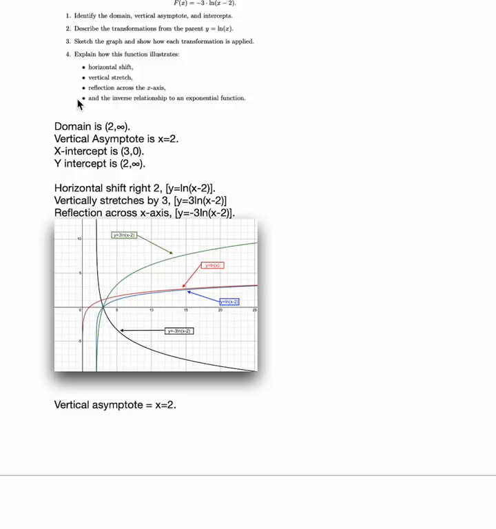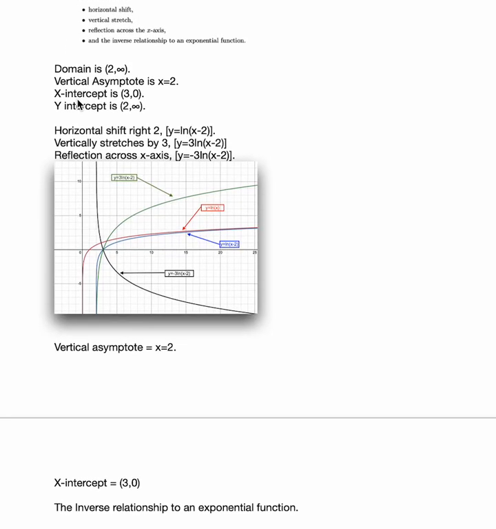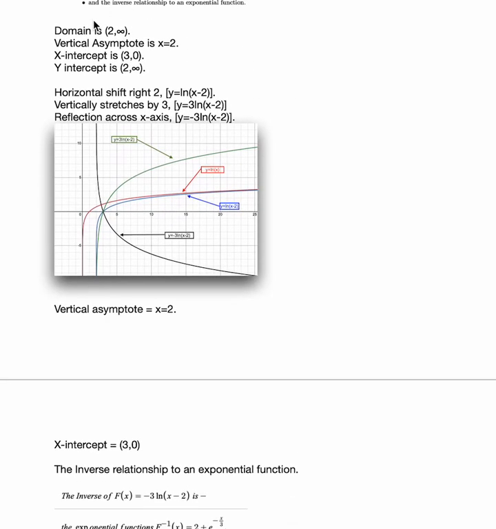Okay, so the domain of this is 2 comma infinity. The vertical asymptote is x equals 2. The x-intercept is 3 comma 0. The y-intercept is 2 comma infinity.